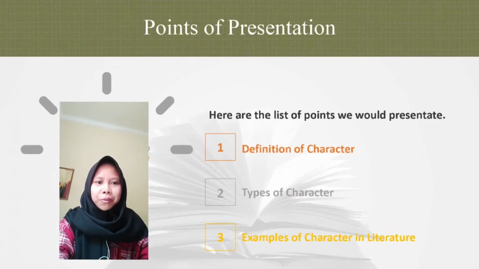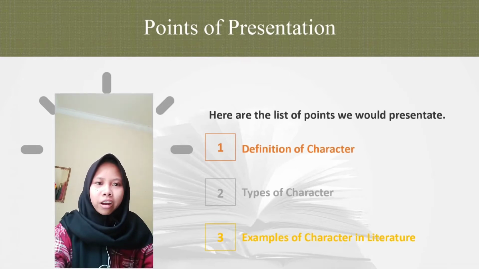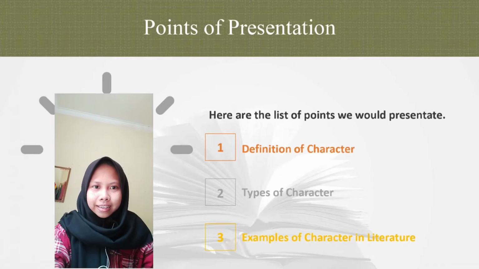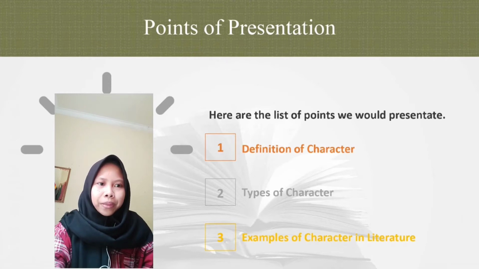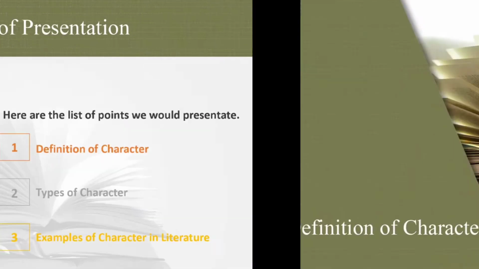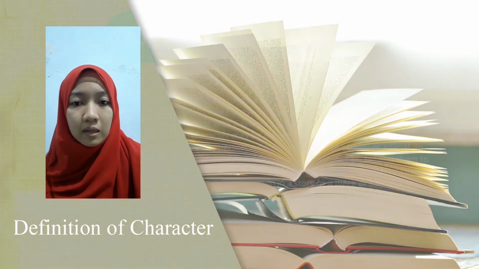And now we will present the result of our group work with the topic, namely character. Before we go to the discussion, there are the points of the presentation. The first is the definition of character, the second is the types of character, and the last is the examples of characters in literature. Okay, I will explain about character.